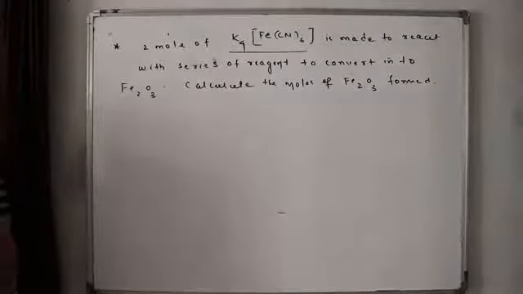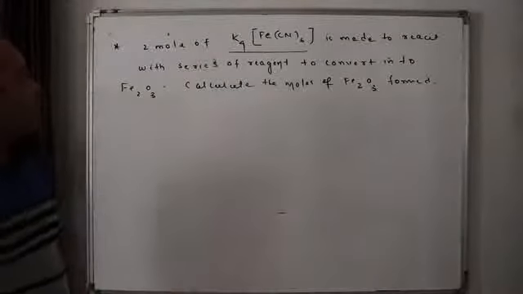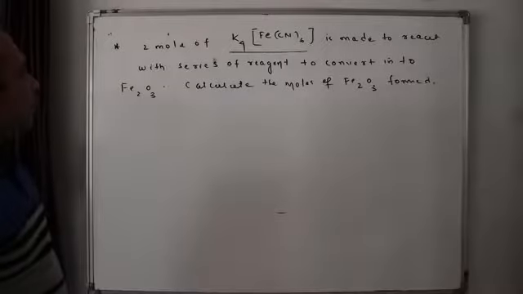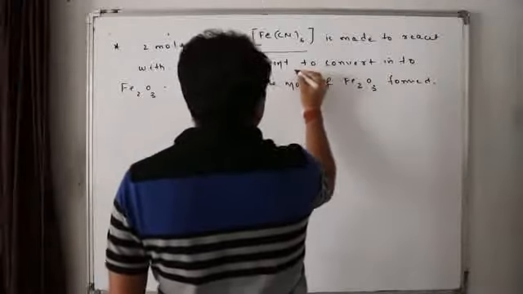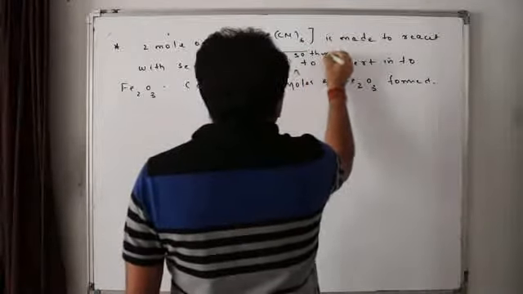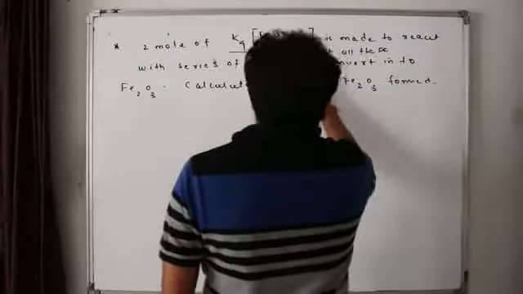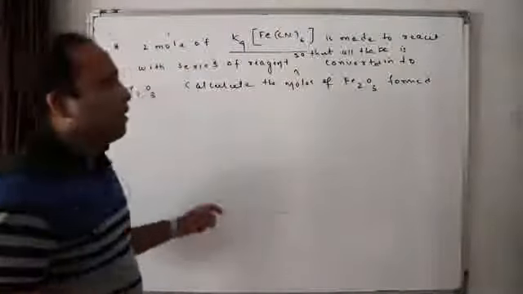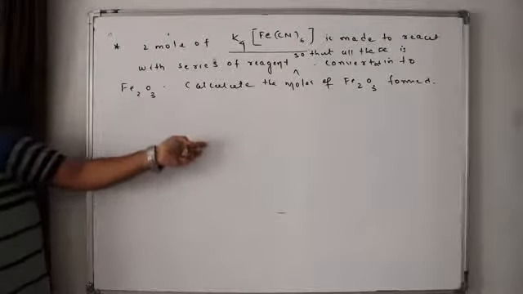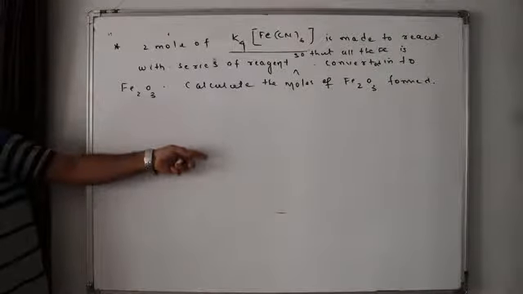2 moles of K4Fe(CN)6 is made to react with a series of reagents, so that all the Fe is converted into Fe2O3. What did I say? All the Fe is converted to Fe2O3. Calculate the number of moles of Fe2O3. Please go for the question.